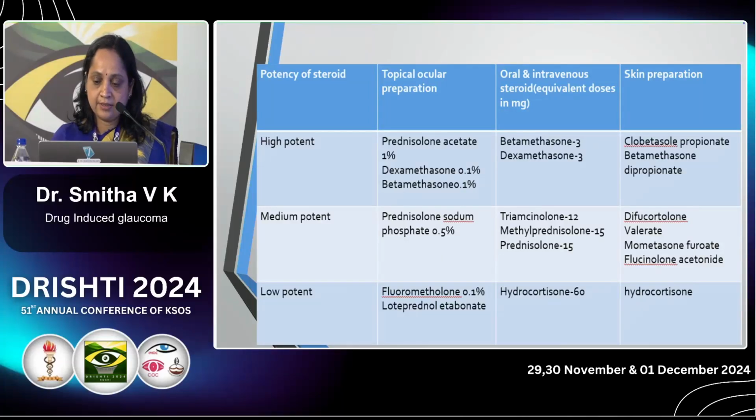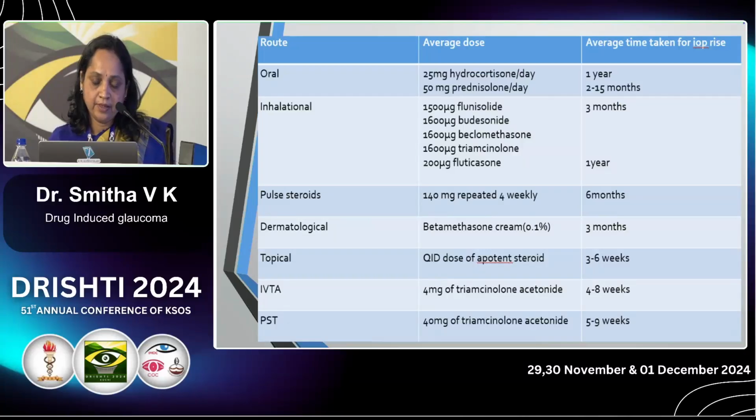The skin preparations like clobetasol, betamethasone, and dexamethasone are highly potent, while triamcinolone is medium potent, and fluorometholone and loteprednol are of less potency. With oral steroids, the average time taken for IOP rise is months to years, while with inhalation it takes about 3 months, and with dermatological preparations also it takes 3 months. But topical drops result in increased IOP in 2 to 6 weeks, and IVTA injection in 4 to 8 weeks.